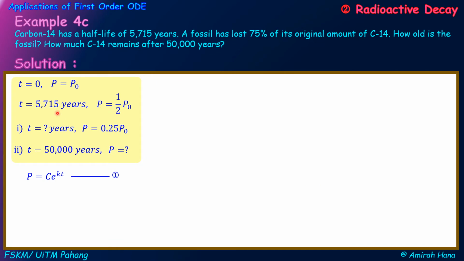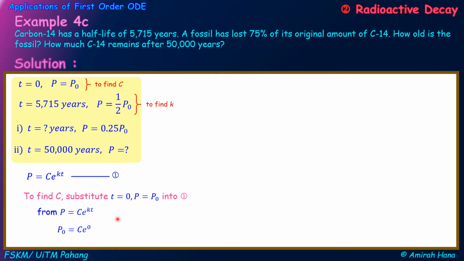From the previous slide, we extract all the information in terms of t for time and P for population, and then we write P equals C e to the power of kt and we name it equation 1. After that, we can substitute this information to find C, and we substitute this information to find k. To find C, substitute t equals 0, P equals P naught into equation 1. From equation 1, P equals C e to the power of kt. So now we replace P equals P naught and we replace t equals 0.